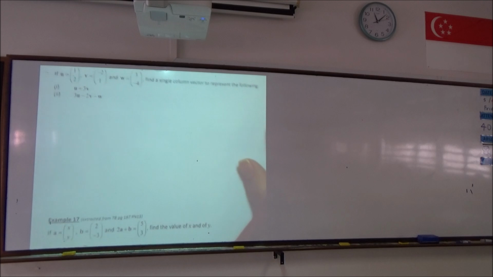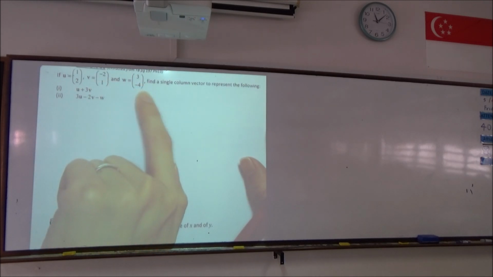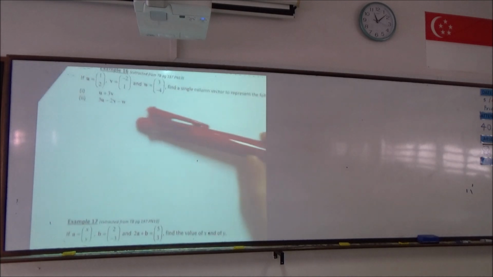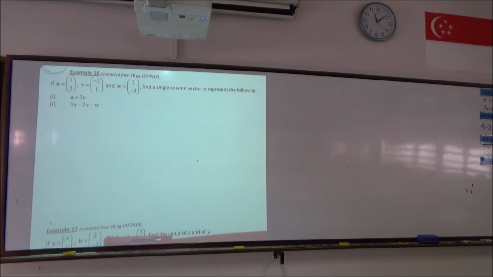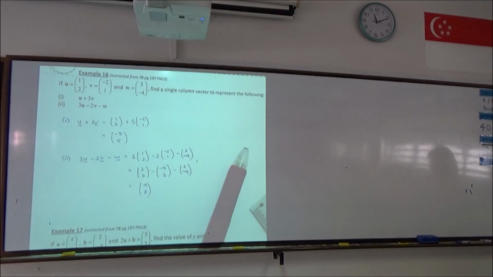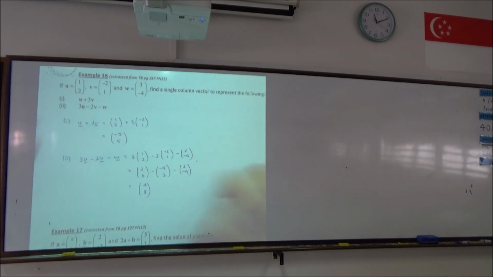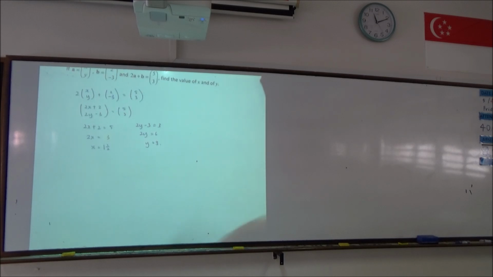Next, if u is 1, 2, v is this, w is this, find a single column vector to represent the following. Could you start doing this? I believe it is something very manageable. And then example 17, there will be 1.5 and 3 for x and y respectively.